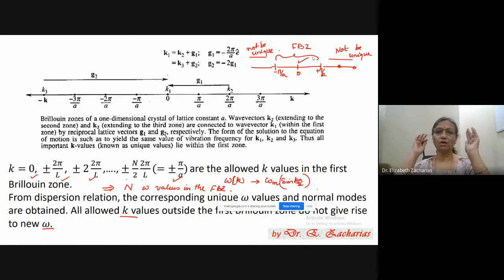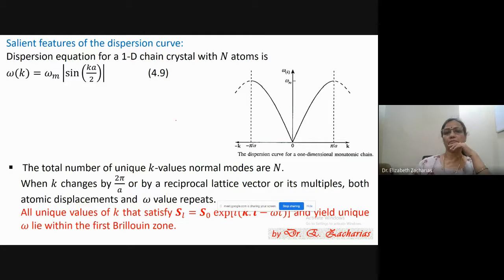Or to study all possible modes of vibration, you need not go all through the crystal. Just take the first Brillouin zone and see how many k's and how many omegas are possible, how many unique values of k's and omegas you got when you have studied the entire material. So you confine yourself to just this, and within this you found that there were capital N allowed k's and correspondingly capital N omegas. Outside this, what you get is simply going to be a repetition. So you won't get anything unique outside.